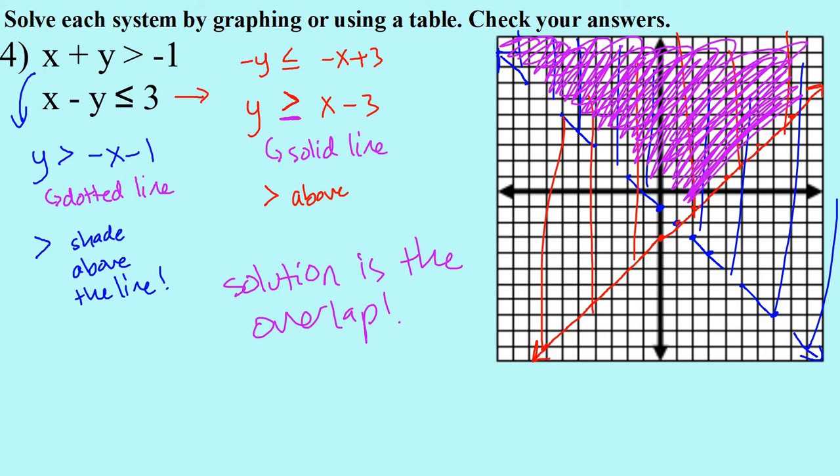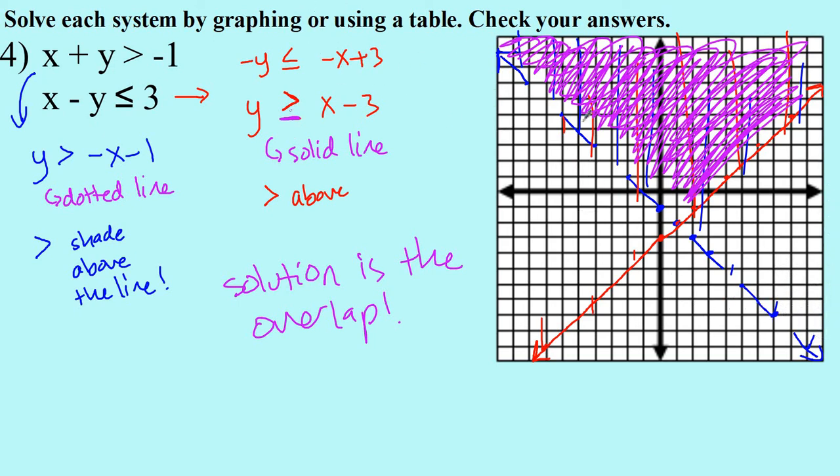Okay? And then this part right here, this would not be a solution. Anything over here. Over here, not a solution. So we'd erase that. Okay, so that wouldn't count. All right, so that's how you do an inequality.